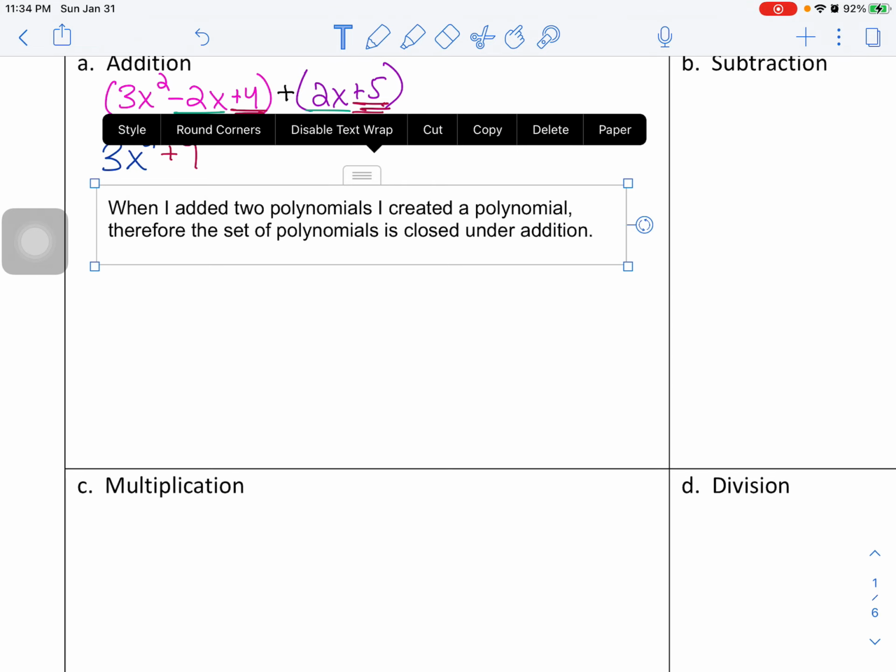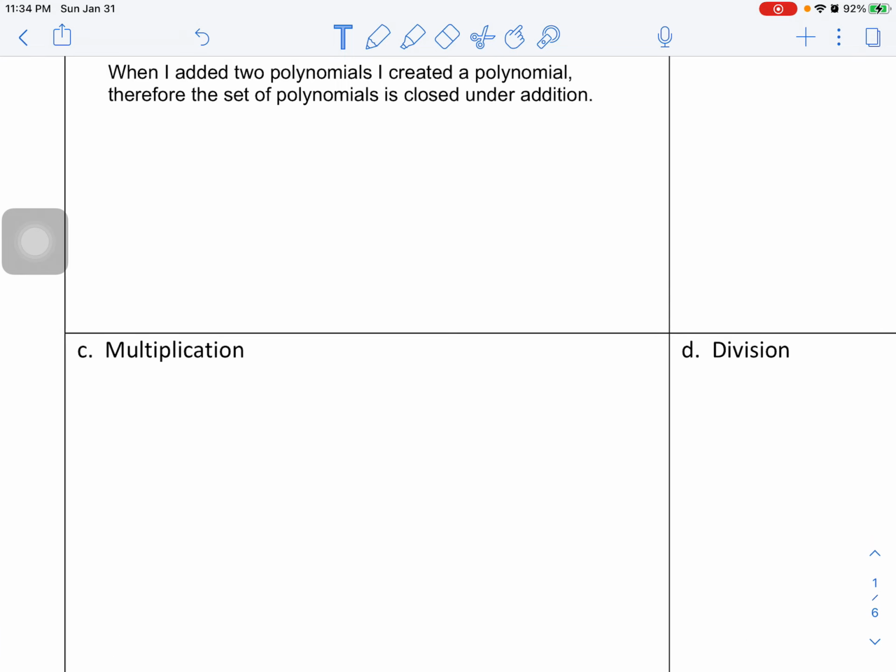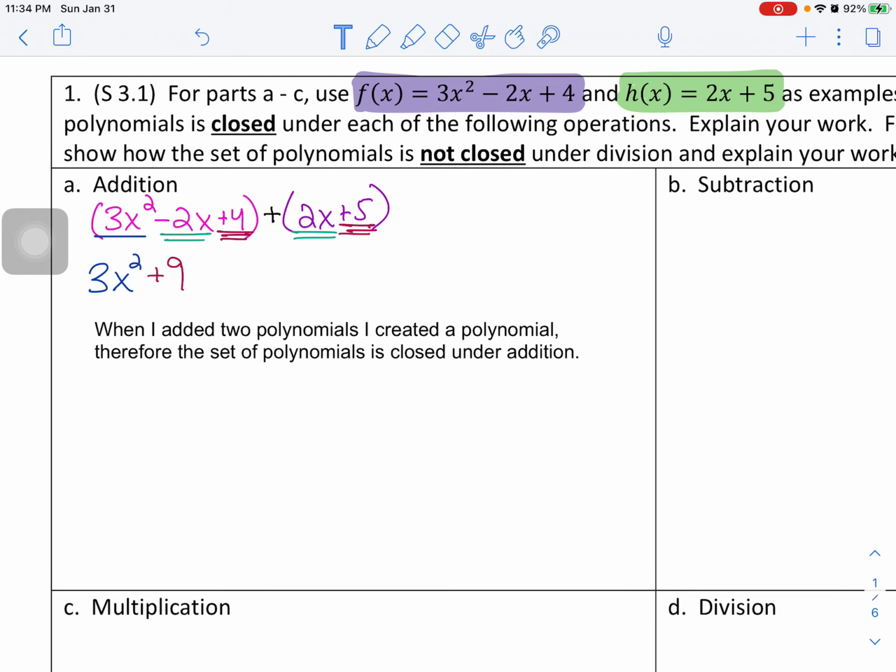So when we say that a set is closed, it means that when I add any polynomials together, I will always create something that is considered a polynomial. It doesn't, again, matter how many terms it has. As long as you take 2 polynomials and add them, you will always create a polynomial.